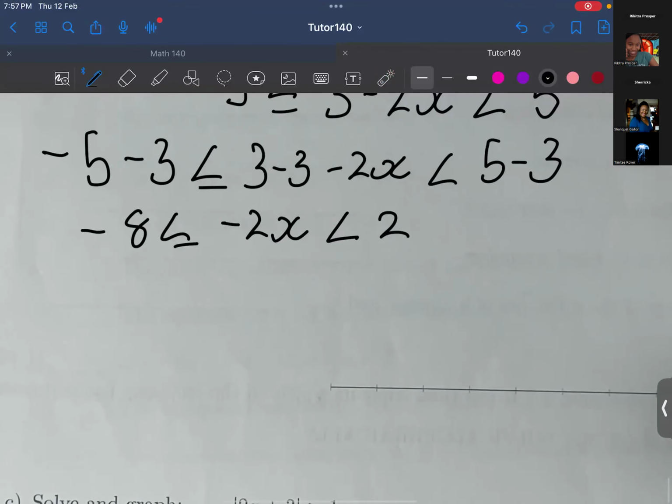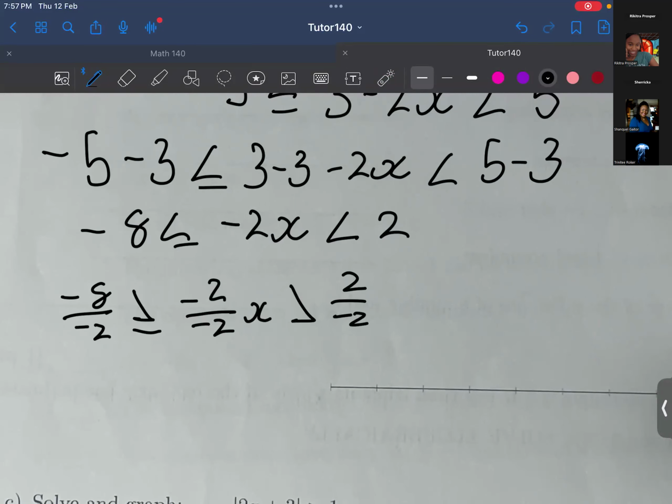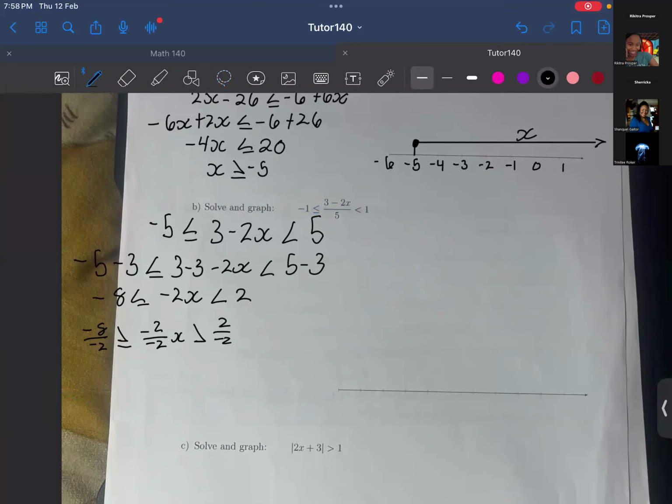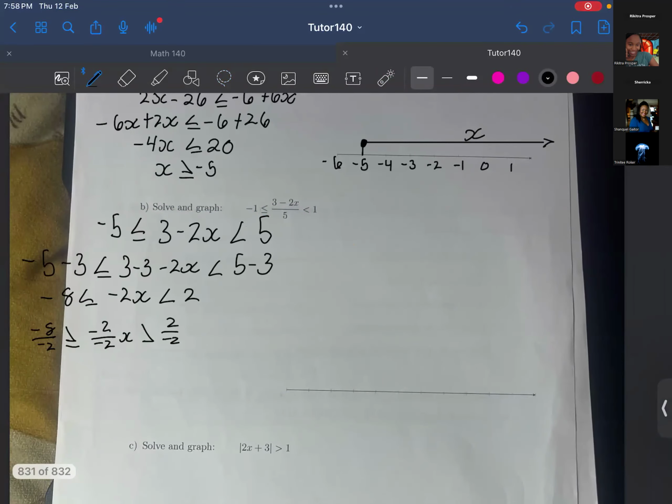Now we're going to divide the entire inequality by negative 2. Remember, when you divide by a negative number, the sign flips. So this is going to be negative 8 divided by negative 2, negative 2x divided by negative 2, and 2 divided by negative 2. Negative 8 divided by negative 2 is positive 4. That's 4 greater than or equal to x greater than negative 1.